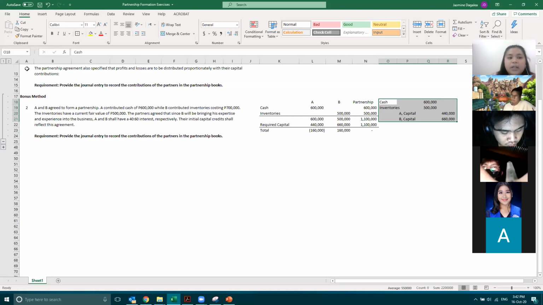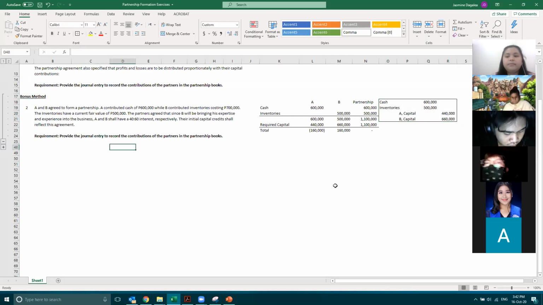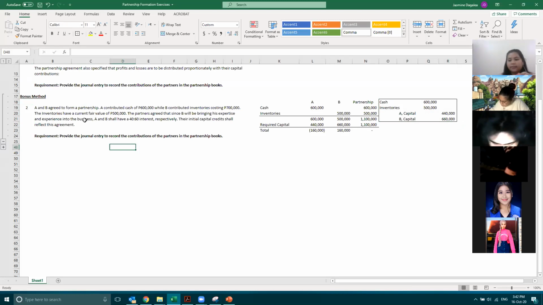Bonus method nga pala to. Pag in-specify sa problem, magkano yung babayaran ni A or ni B with each other, sabihin nyo yung sagot, 160,000. Okay, na-gets nyo ba yung bonus method? Yes, ma'am. Yan, clear?